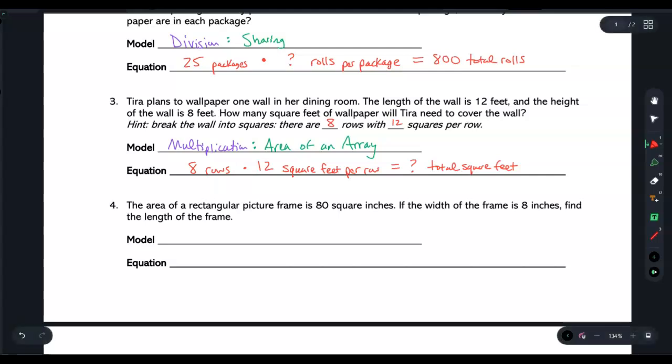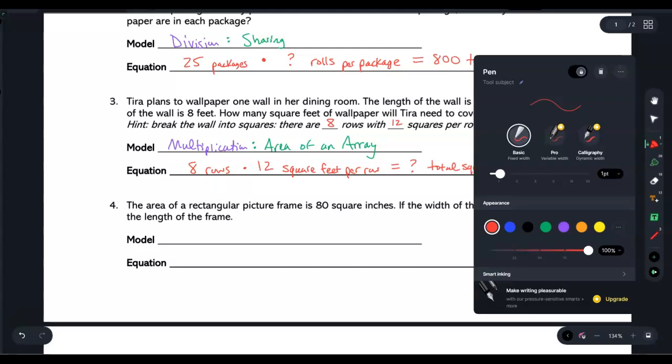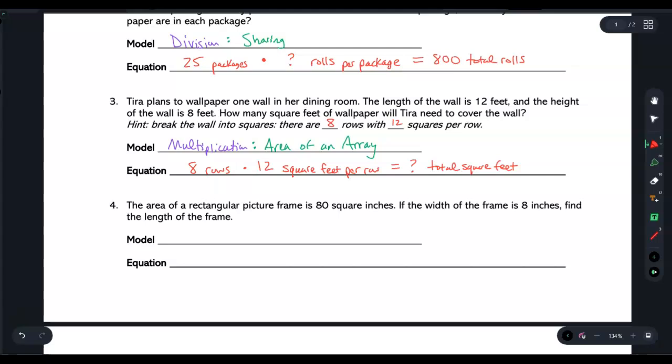One more on this page. The area of a rectangular picture frame is 80 square inches. If the width of the frame is 8 inches, find the length of the frame. This one, I would say is also area, but since I know the area and I'm missing one of the dimensions, that would tell me that this is division.